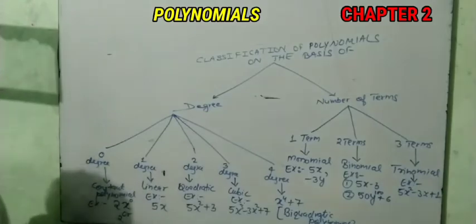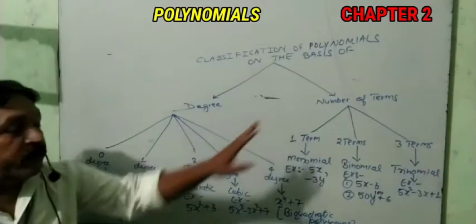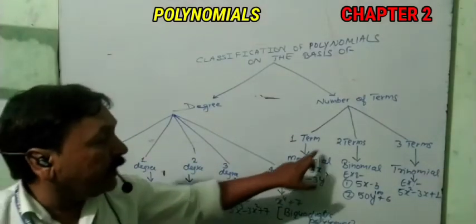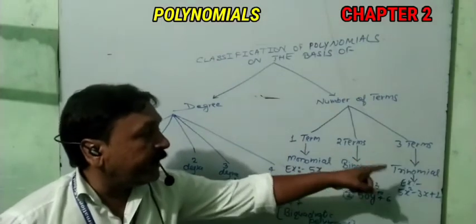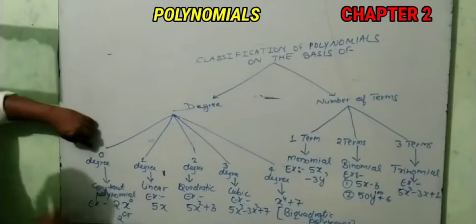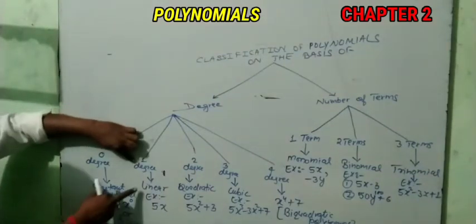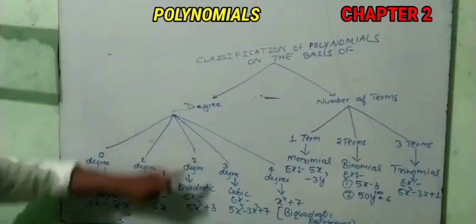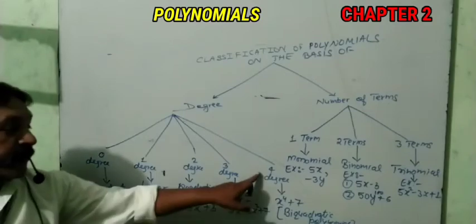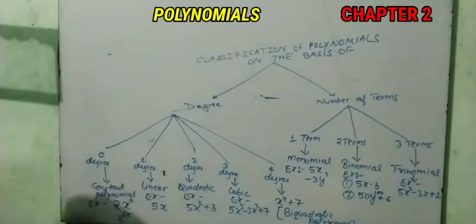Understood now? So we divide polynomials on the basis of the degree and on the basis of number of terms. If it is having one term, it is called monomial, two terms, binomial, three terms, trinomial. And when we talk about the degree, then if it is having the 0 degree, then it is called a constant polynomial. Degree 1, linear polynomial. Degree 2, quadratic polynomial. Degree 3, cubic polynomial. And if degree 4, then we say it as a biquadratic polynomial. Okay, just see it in a proper way.